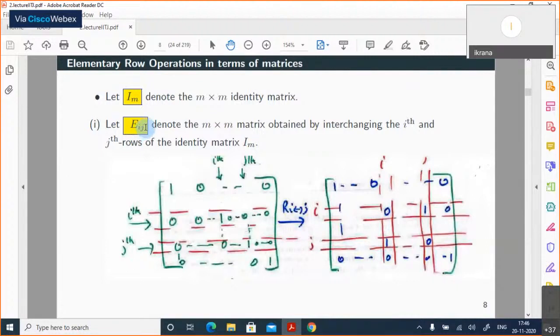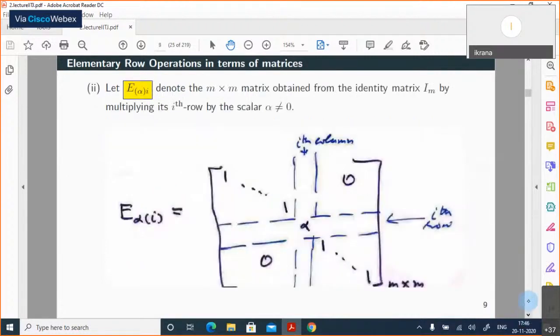The same can be done for the other operations. So let us do that. For example, multiplying the ith row by a non-zero scalar alpha. Take the identity matrix, the ith row, and call it E alpha i. Earlier in the identity matrix it was 1 here. Now multiply by alpha, and you will get 1, 1, 1 up, with alpha in the ith place.